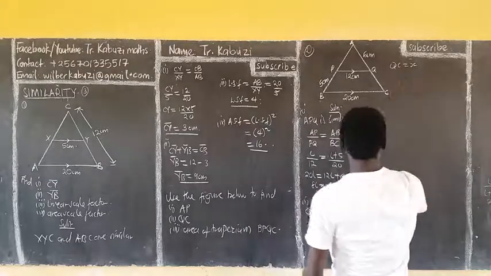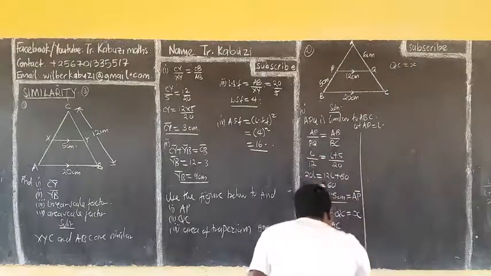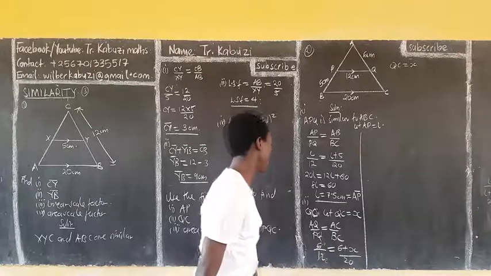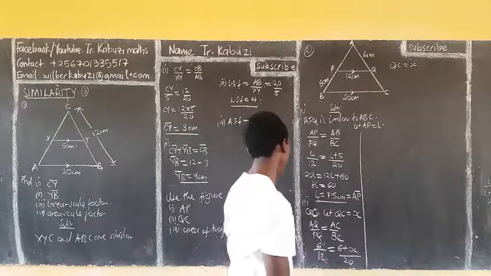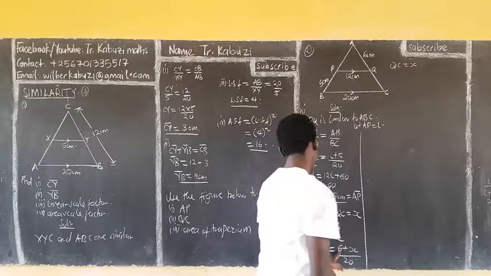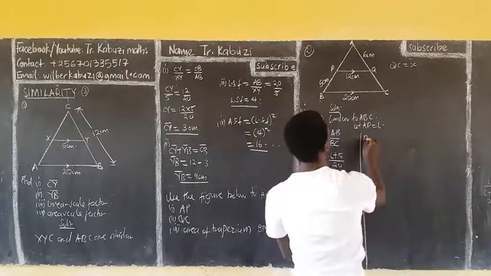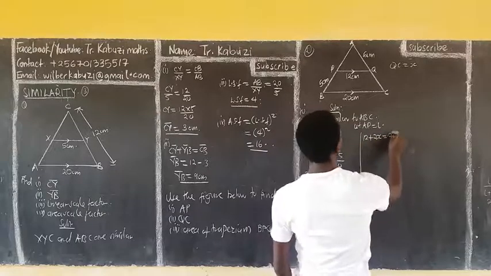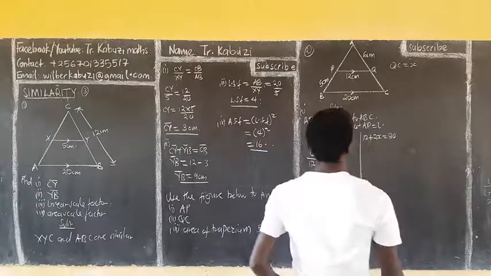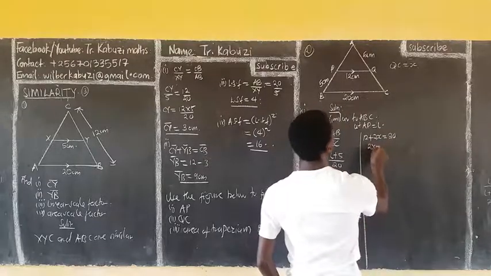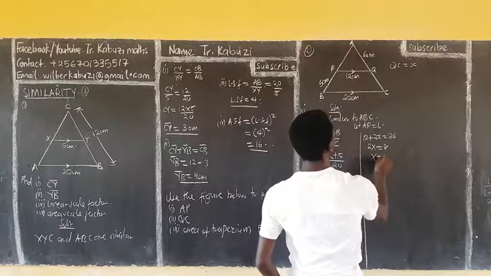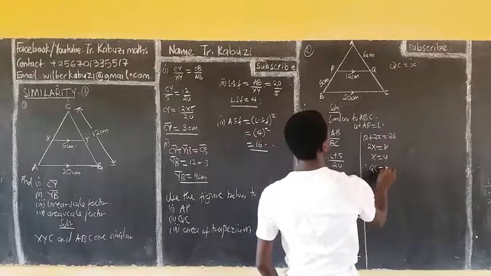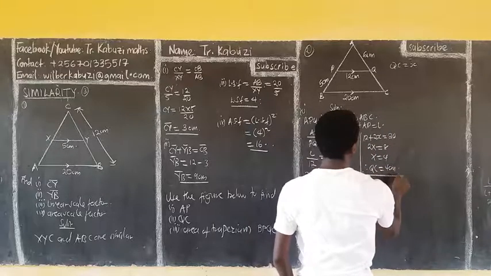So, if you allow me to write up here. So here, this is going to be 1, this is 2. So if you cross multiply, this times this is going to be 12. So we have 12 plus 2x equaling 20. So when I take this side, our 2x is going to be 8, and so my x is equal to 4. Therefore, my QC is 4 centimeters.